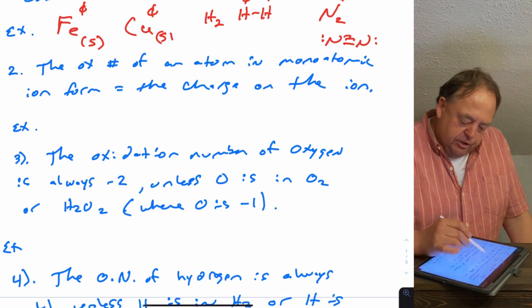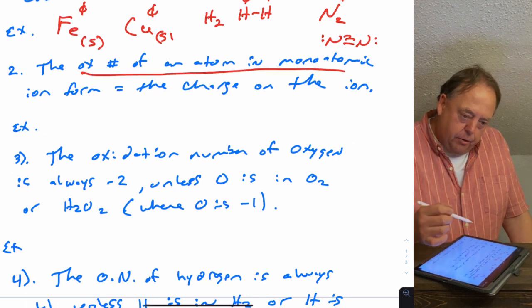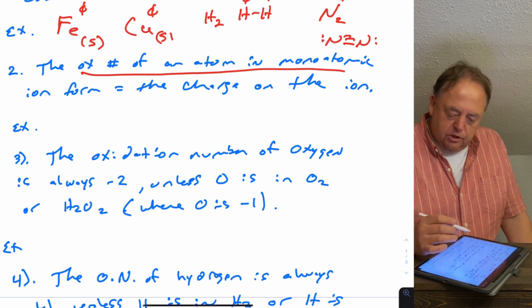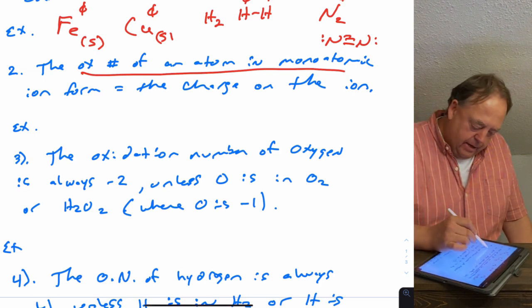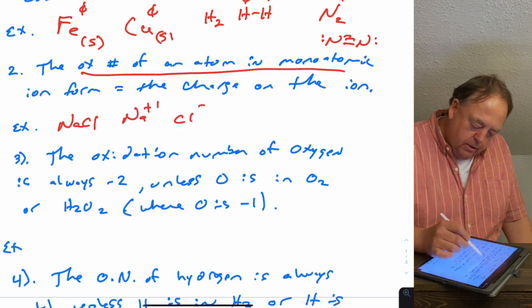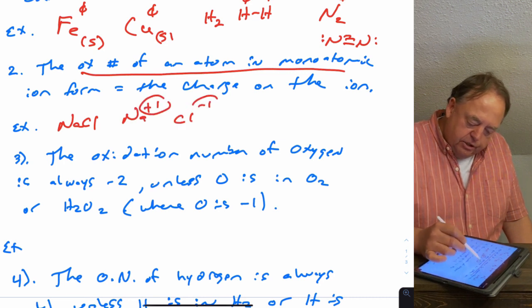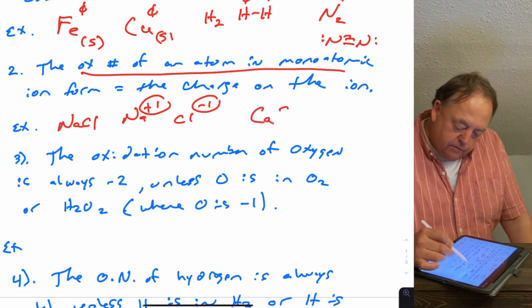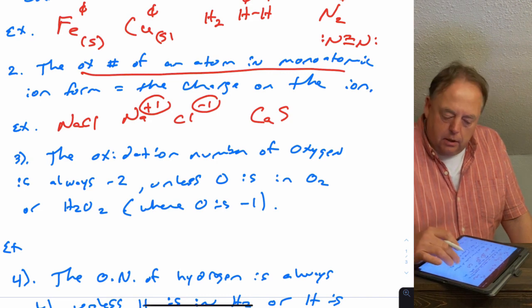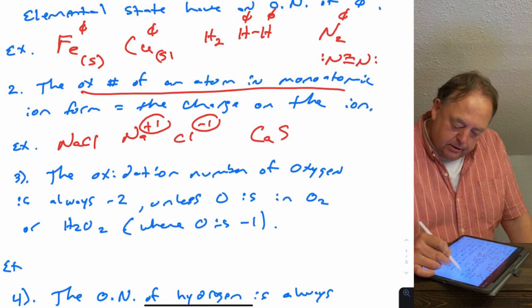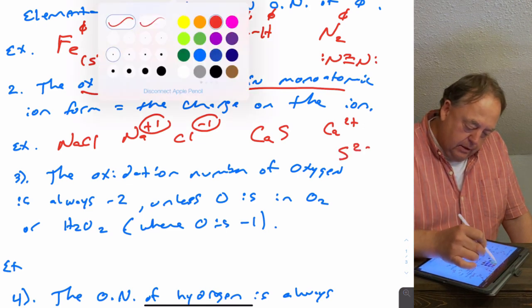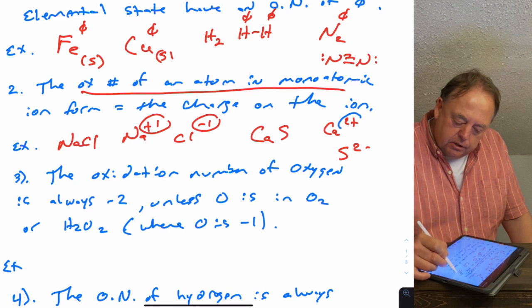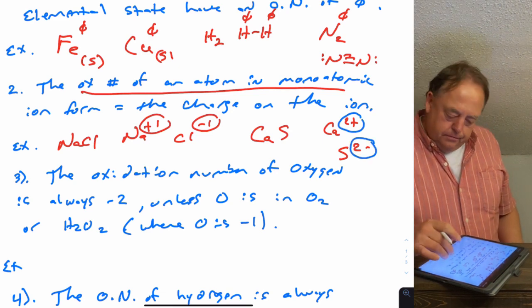The oxidation number of an atom in a monoatomic ion is the charge on the ion. We looked at an example of that: sodium chloride is really Na+ and Cl-, so their oxidation numbers are +1 and -1. Or if we had something like calcium sulfide, way back in chapter 2 you learned the charge on calcium is 2+ and sulfur is 2-. So that would also be their oxidation numbers, +2 and -2.